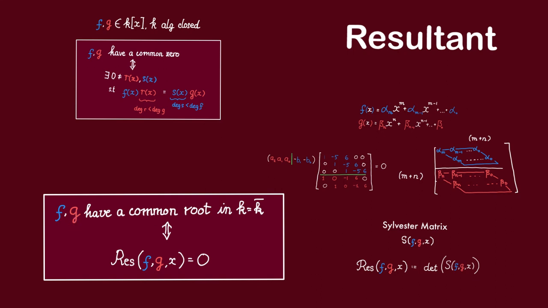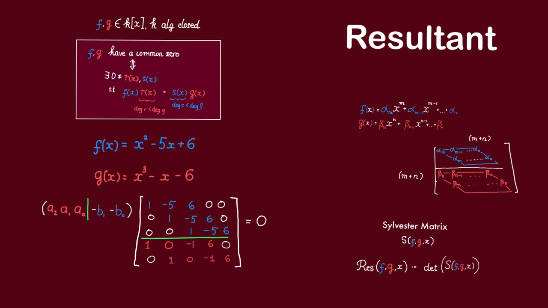To check whether or not two polynomials f and g have a common root, we form the Sylvester matrix of f and g, and then take the determinant, that's the resultant of f and g, and then we check whether or not that's 0. If it's 0, then f and g have a common root. If it's not 0, then they don't.